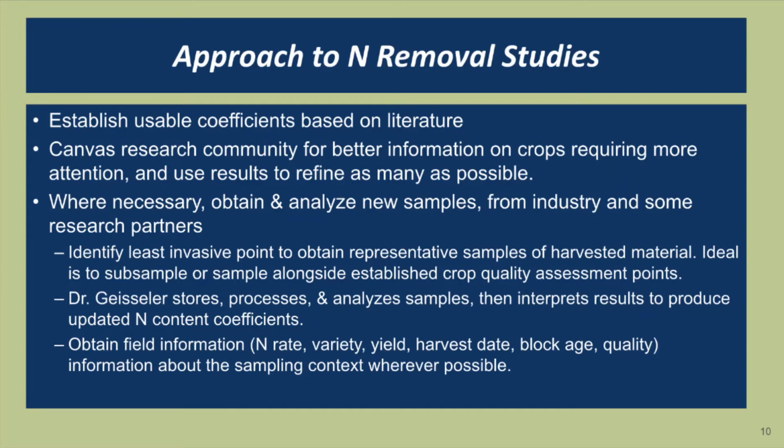Our approach to getting N removal rates in these studies was to establish usable coefficients based on the literature. The Irrigated Lands program started up and needed coefficients. We didn't have time to go do years of research, so the literature was the first and best place to go to get rolling. Then to canvass the research community for better information on crops requiring more attention, and use the results to refine as many as possible. This too could be done pretty quickly.